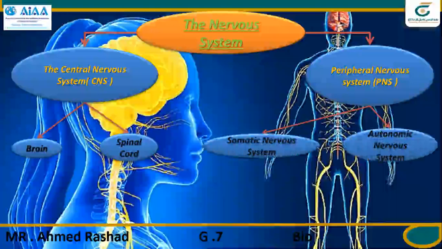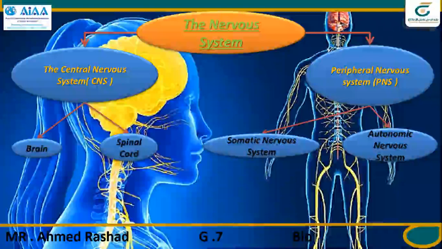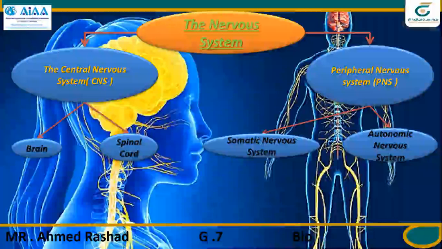Somatic nervous system and autonomic nervous system, and each one of them has a specific function. The somatic nervous system is responsible for all voluntary activities. So the paralysis that happens in some problems happens in the somatic nervous system, that's the disability to make any voluntary movement. Okay, the autonomic nervous system is responsible for any involuntary activities.